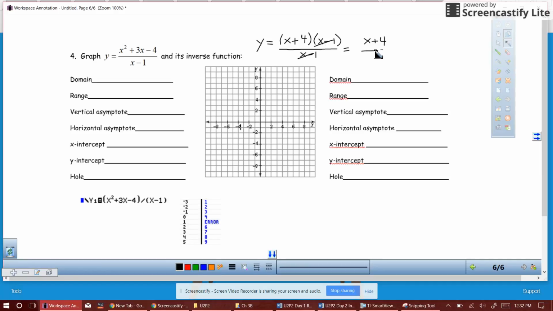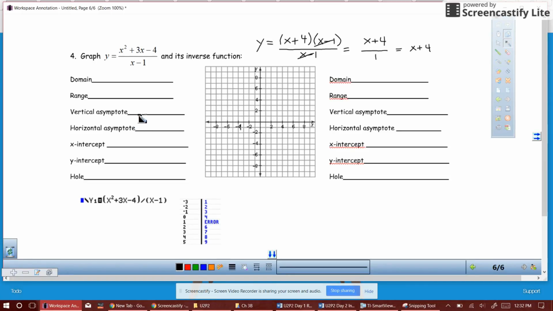You can think of it as x plus 4 over 1, or you can think of it as x plus 4. So this is a very unique graph because it's not a rational anymore. It's a line. That's a line. And I have a hole. So it's pretty unique in this one. So let's go through and look at the characteristics.